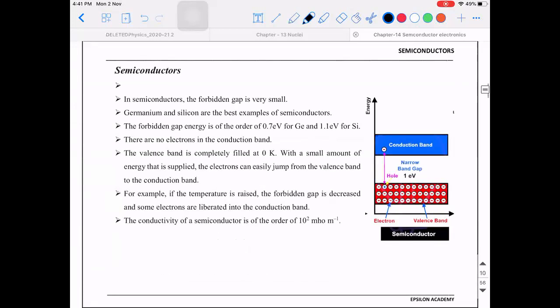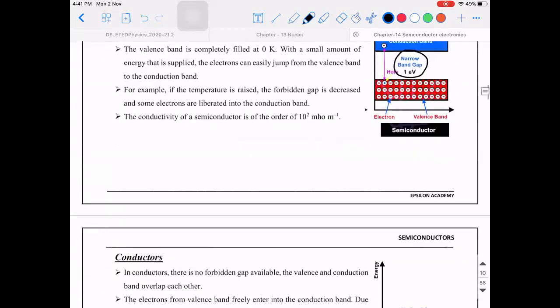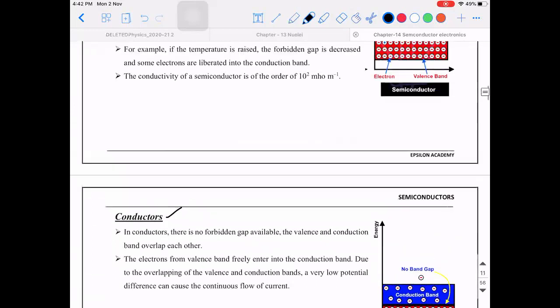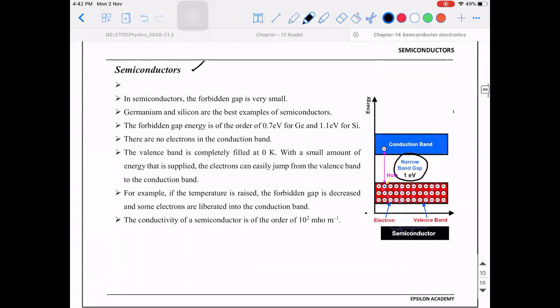Similarly, when you talk about a semiconductor, it has a narrow band gap, which is approximately 1 electron volt. Whereas conductors are almost overlapping on each other. Now, since our interest of study is semiconductors, what exactly is going to be the value? There are two important semiconductors that are used: one is germanium and the second is silicon. The forbidden energy gap is of the order of 0.7 electron volt for germanium and approximately 1.1 electron volt for silicon.